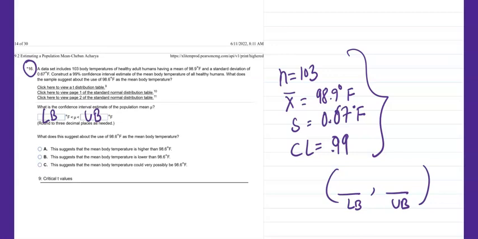Let me put it down here. The lower bound we get is 98.73. The upper bound we get is 99.07. Let's check that again.